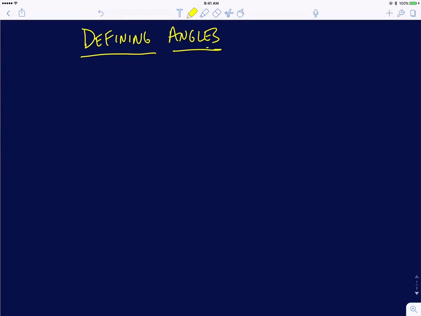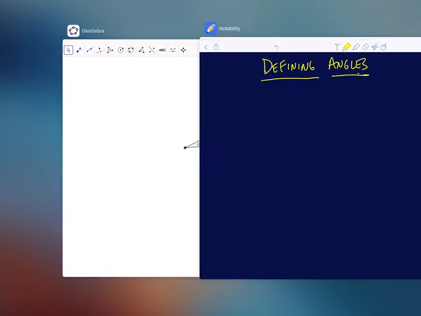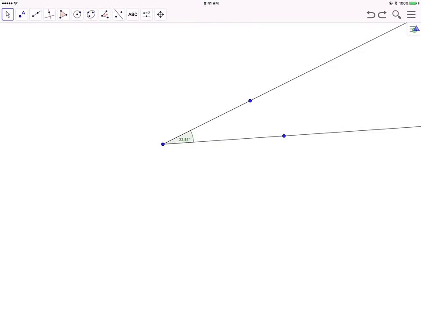We're going to define angles. So keep in mind that an angle, I'll show you this in GeoGebra, just a little reminder, is about the opening. It's how much you open. If you start here and kind of picture them in motion, it's measured in degrees. You can see I have the measure in there. It's how much this thing opens.